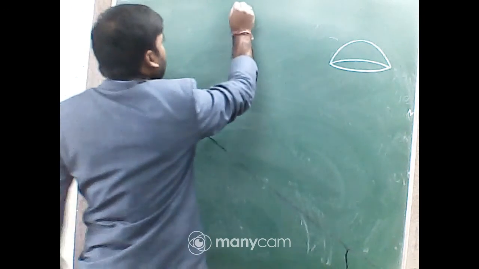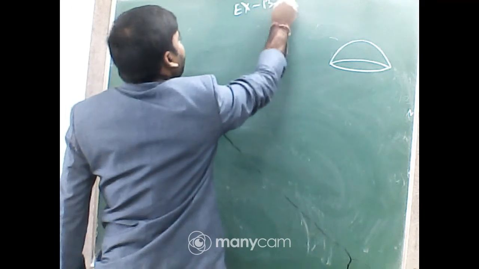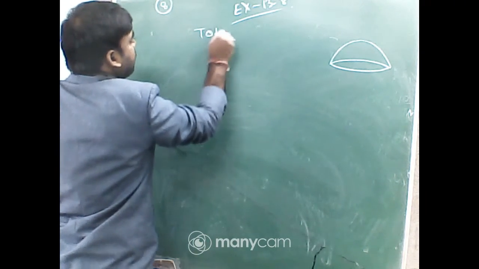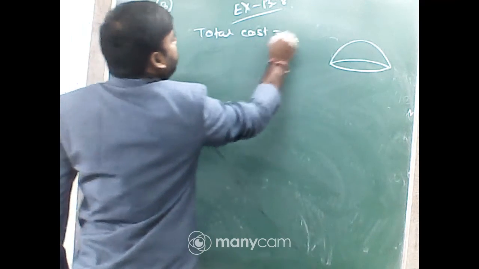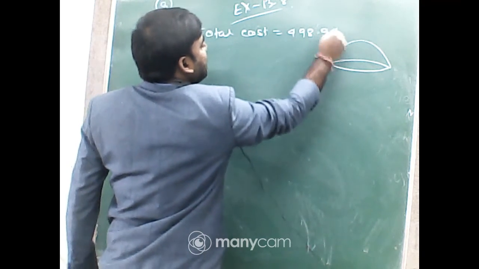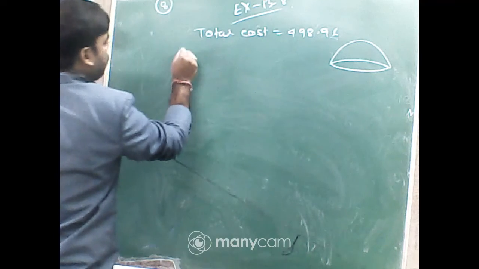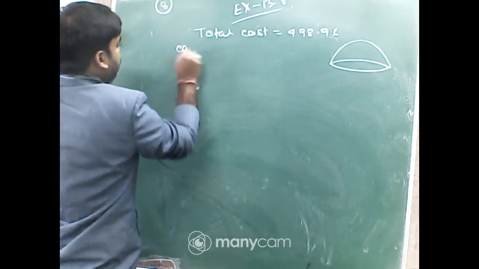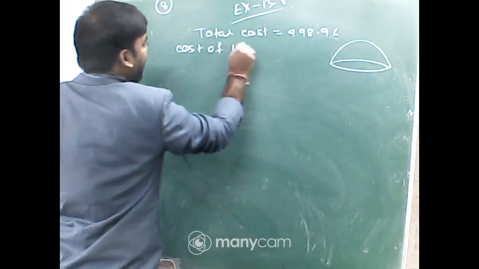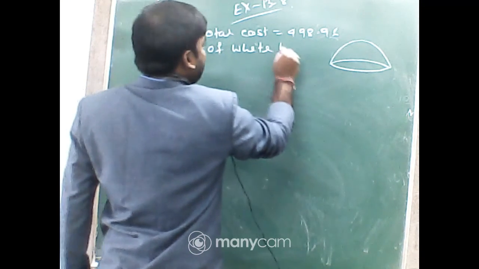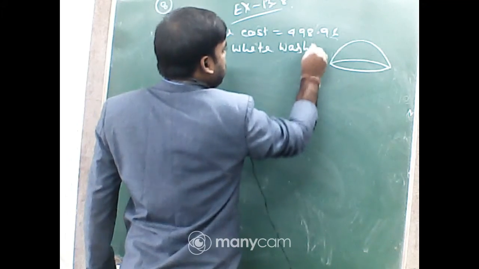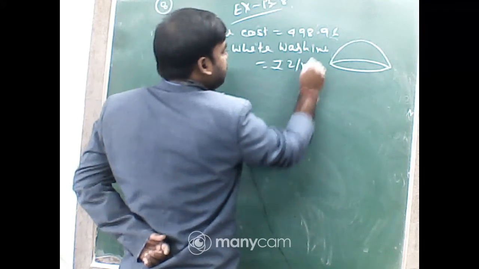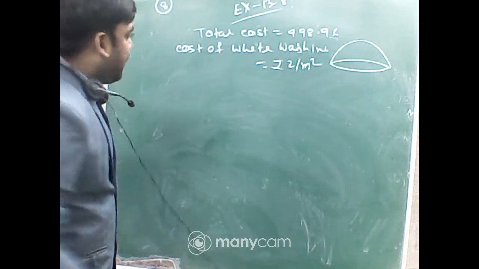That is exercise 13.8 and question number 8. Total cost given: 498.96. And the cost of white washing is rupees 2 per meter square. Now what is the area?